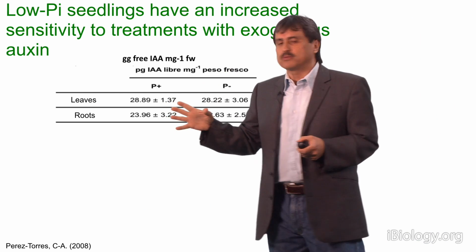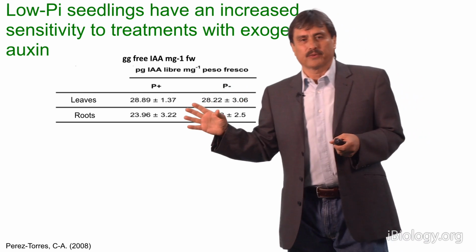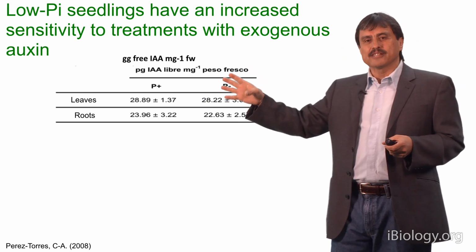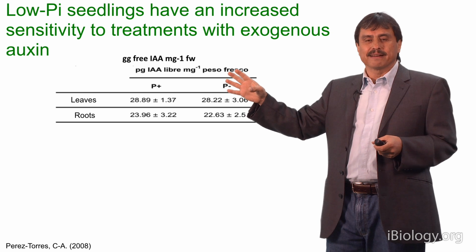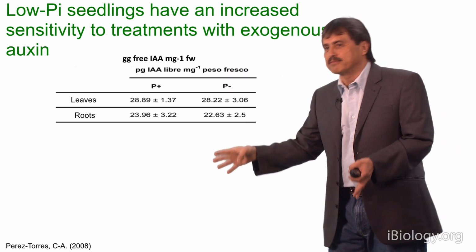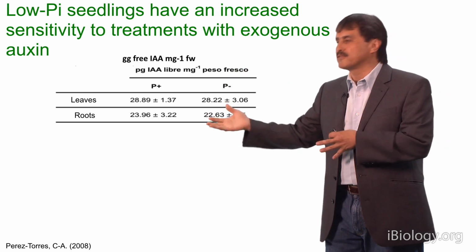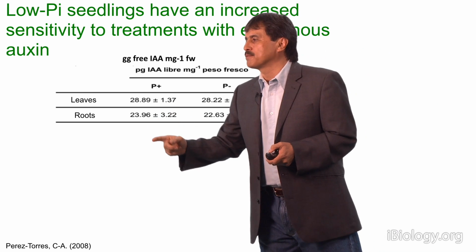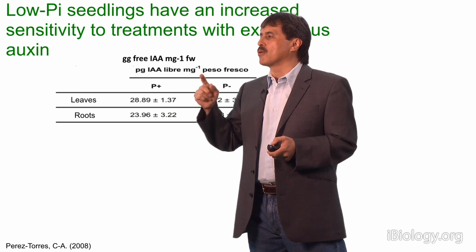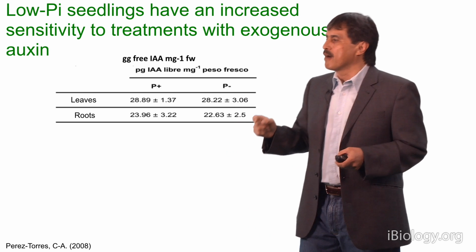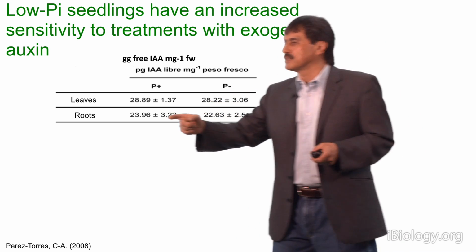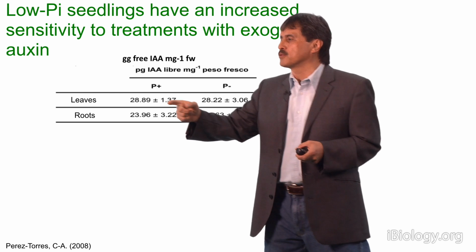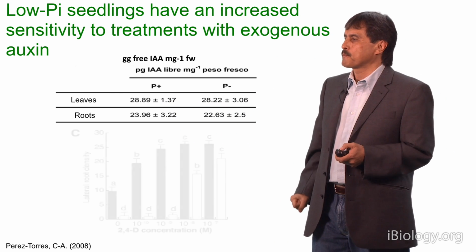So what happens when you expose a plant to low phosphate? Does the concentration of auxin increase, or does the sensitivity of the root to auxins increase, and that's why it forms more roots? We did some experiments to study what were the changes in free auxin concentration, and we found that the concentration of auxin is very similar in plants grown on high phosphate or low phosphate.